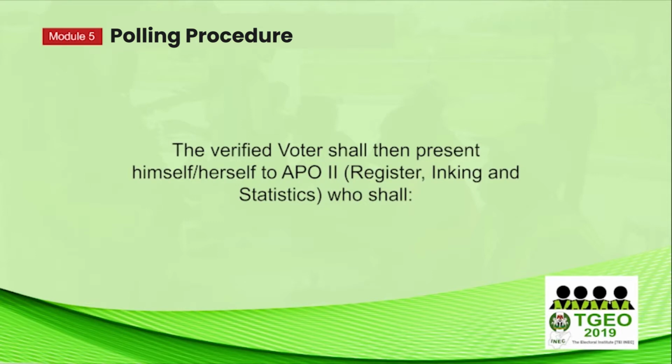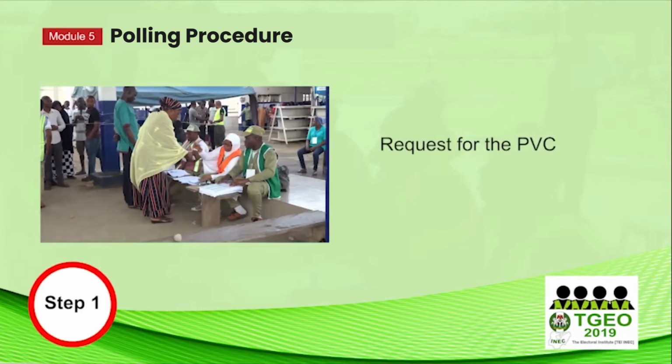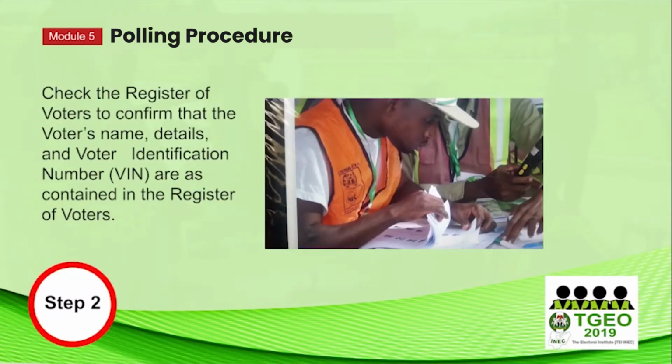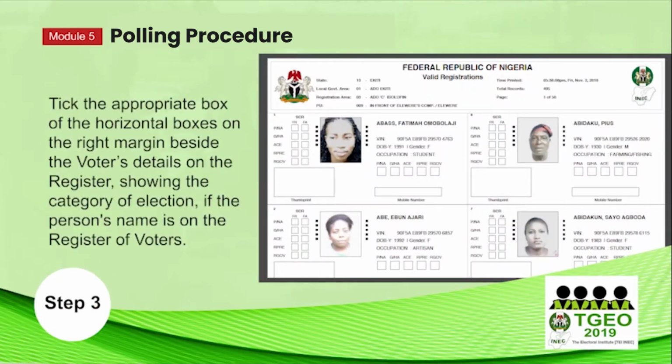APO2, Register, Inking and Statistics, who shall: Step 1. Request the PVC. Step 2. Check the register of voters to confirm that the voter's name, details and voter identification number (VIN) are as contained in the register of voters. Step 3. Tick the appropriate box of the horizontal boxes on the right margin beside the voter's details on the register, showing the category of election, if the person's name is on the register of voters.